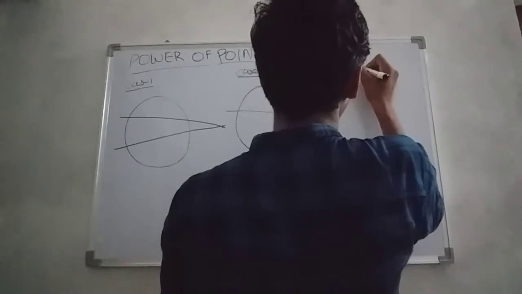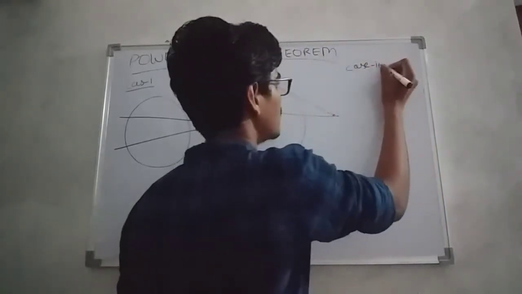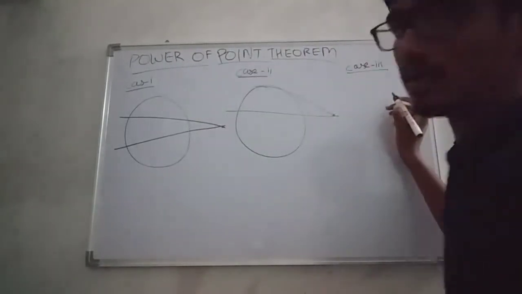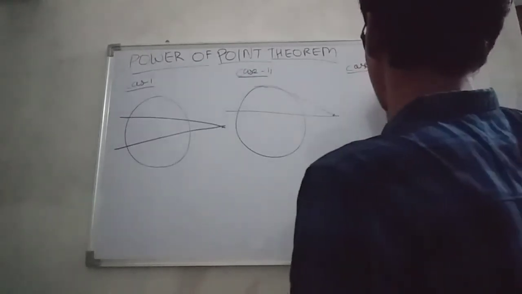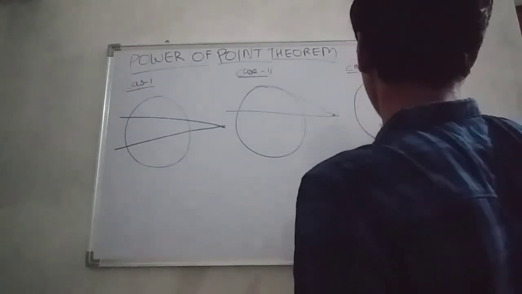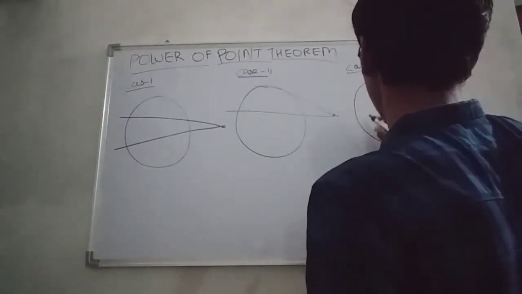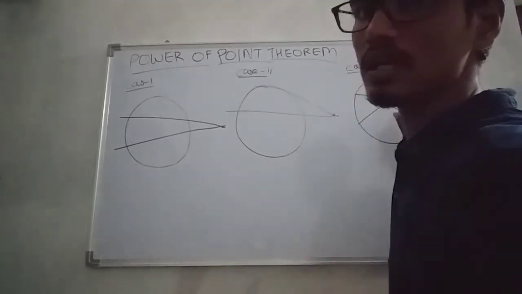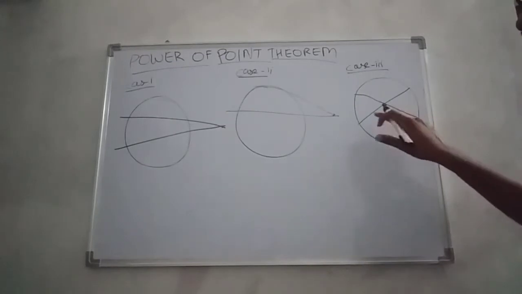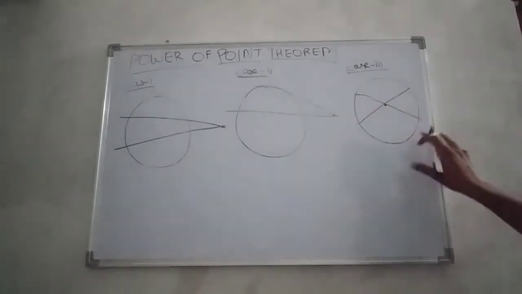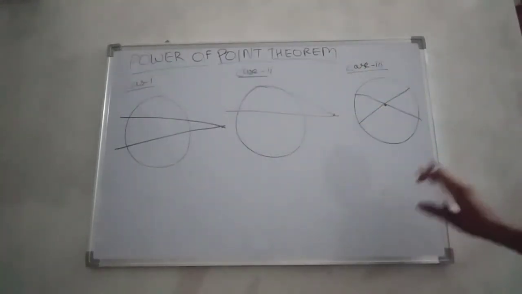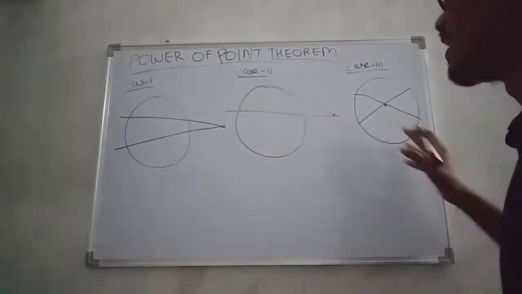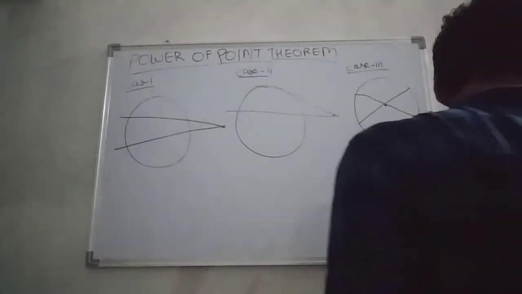And case 3, when a point is internal to a circle such that two secants are drawn through it. Using all these, I want to prove all these three cases.